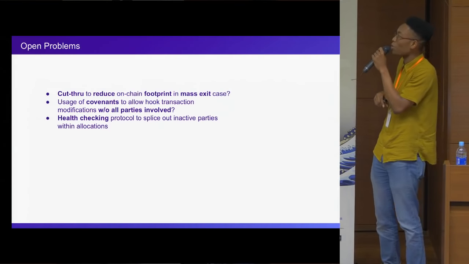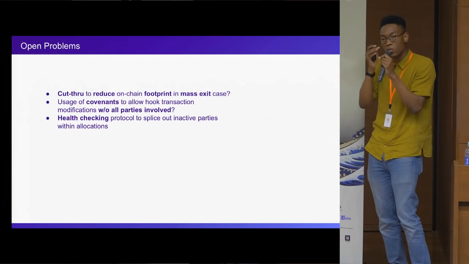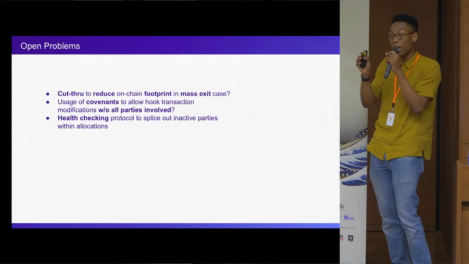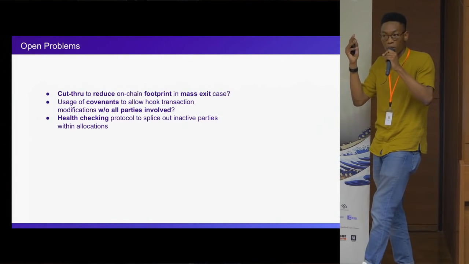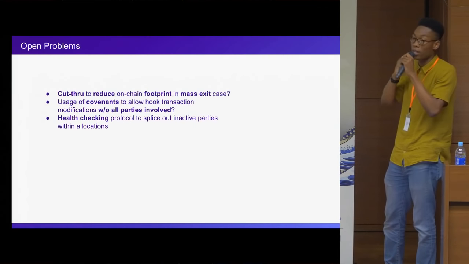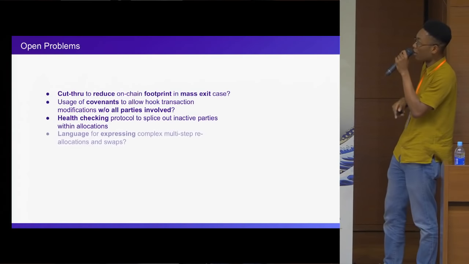Another question is how do you properly do health checking protocols? With this, you have a bunch of liveness constraints for all participants in the channel. If I want to update an allocation and you're not there, I can't really do anything at that point. So we need a way to efficiently figure out if someone is inactive and ensure that we can actually do the update and slice them out in a reasonable time.